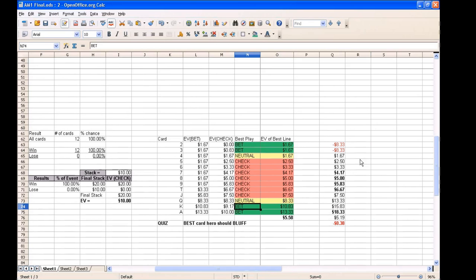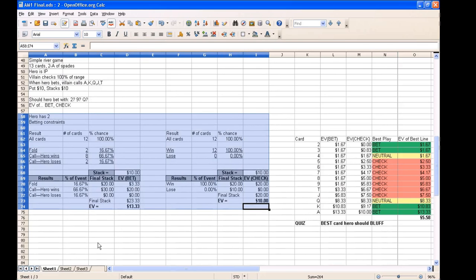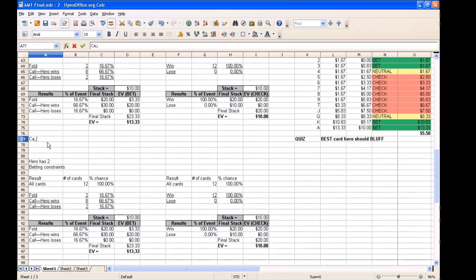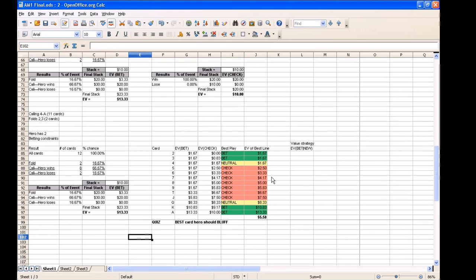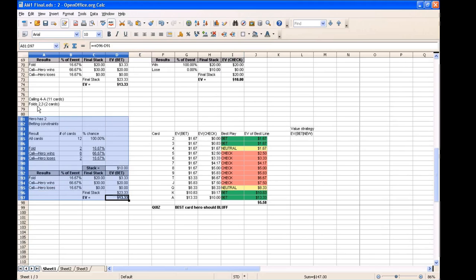So now we've determined that our opponent is calling with, let me make a new table. Now he's calling four through ace, which is 11 cards. Folds two, three, two cards. Okay, so I did a little cleaning up of this. Basically, I moved the table down. Here's our new EV table. He's calling with 11 cards. He's folding two of them.